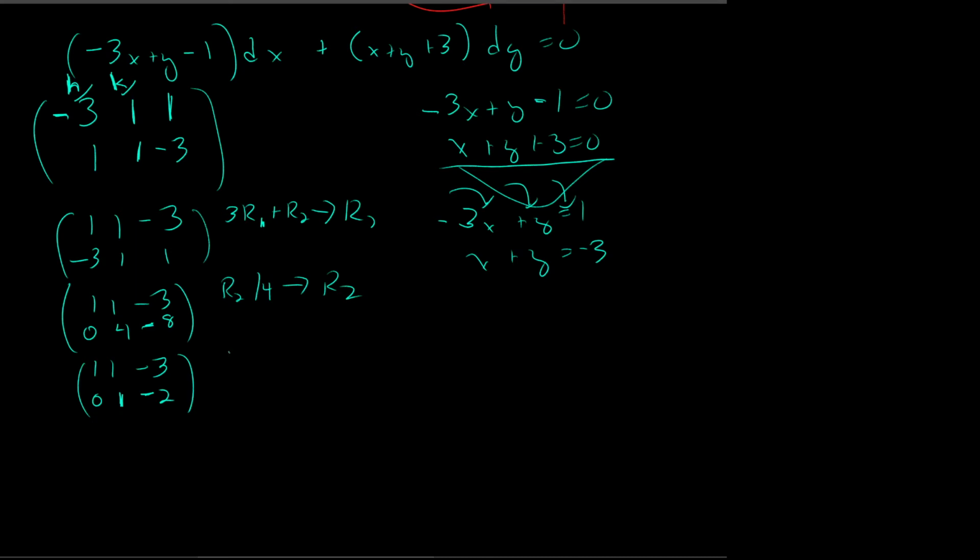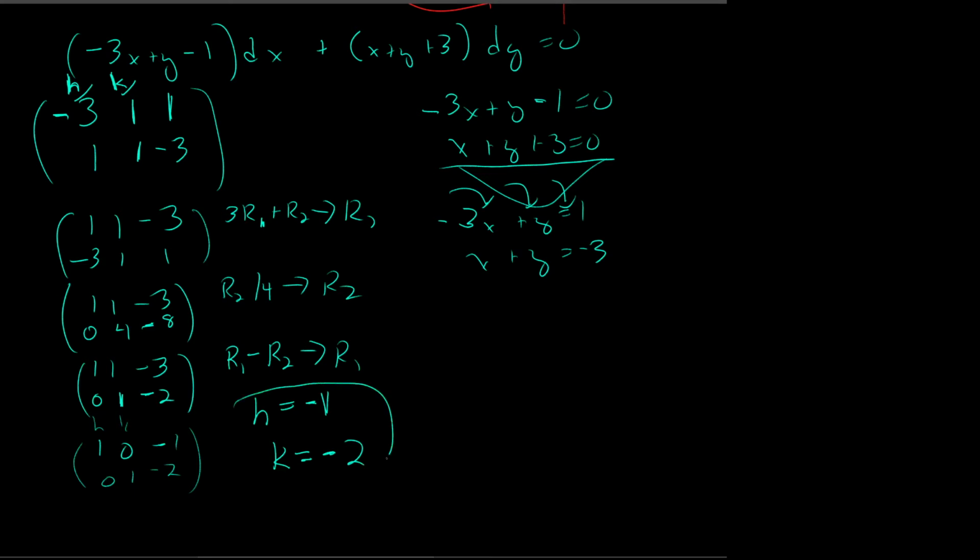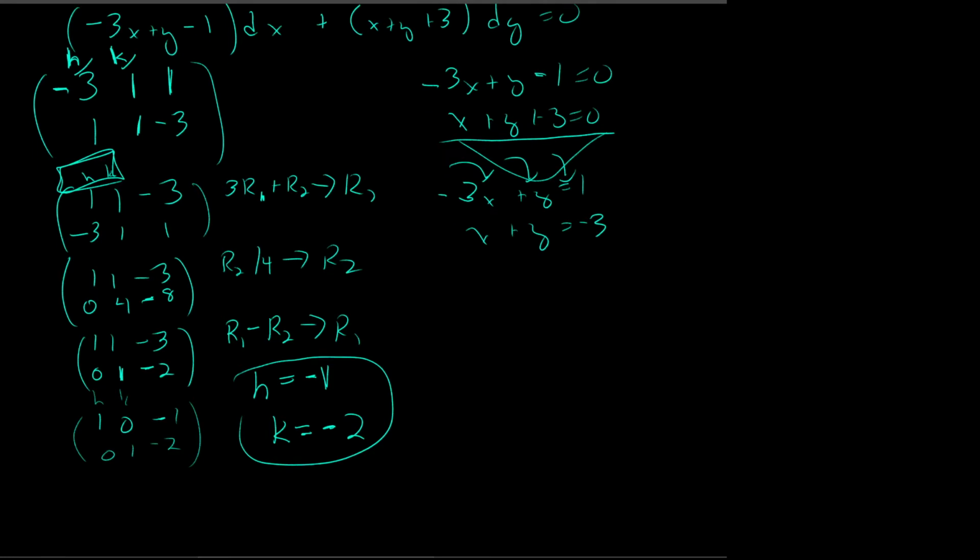And now I'm going to take R1 and subtract R2 from it and put that back into R1. So 1 minus 0 is 1, 1 minus 1 is 0, -3 minus -2 is -1. And my final matrix is diagonalized, and so h is equal to -1 and k is equal to -2. So I used my linear system and solved it, and this becomes the h and k values.